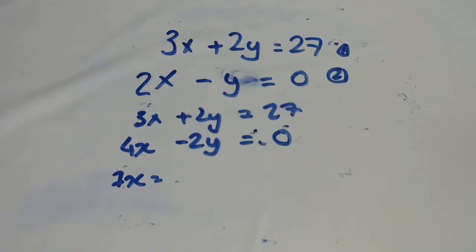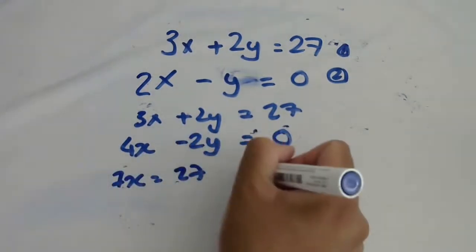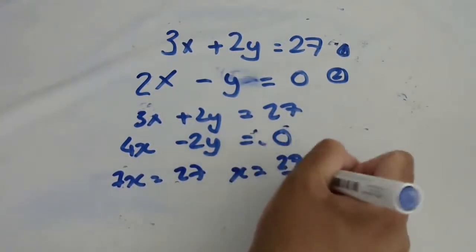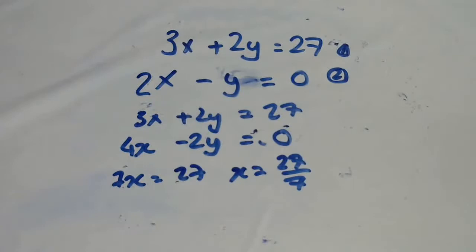So you get 7x equals 27. X equals 27 over 7. Yeah, you got that right. Harris got it right: 27 over 7.